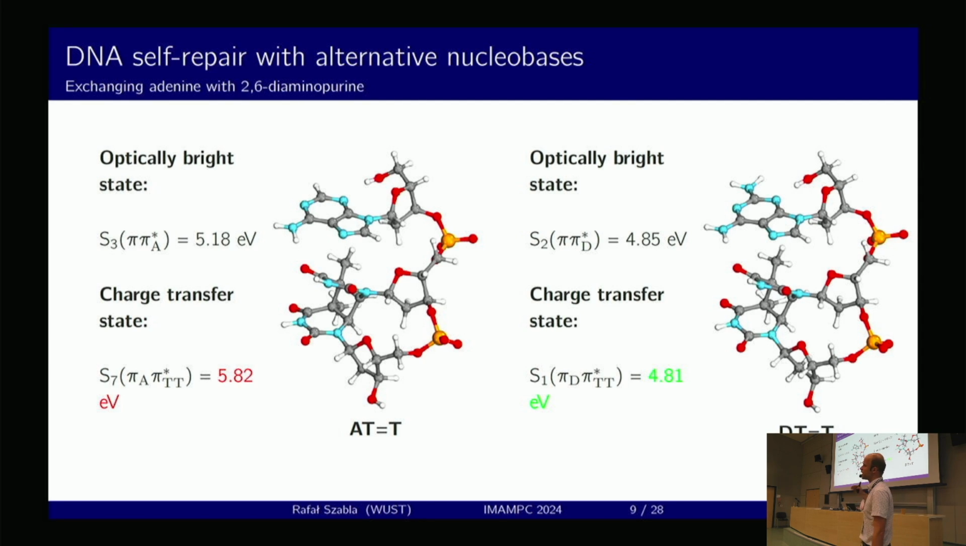So your CT states now become some of the lowest excited states in those oligonucleotides having 2,6-diaminopurin. So that was very promising, and that was the moment when I contacted my colleagues from the University of Gdańsk and said, guys, this looks good. Do some experiments, please, for this. And they actually did, so you'll see these results in a moment.